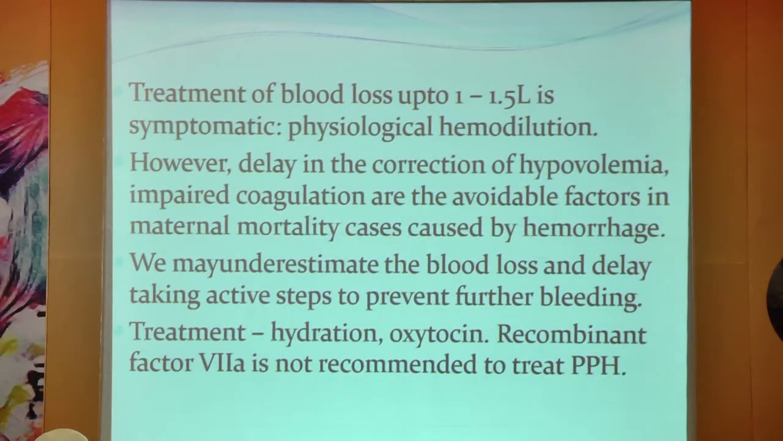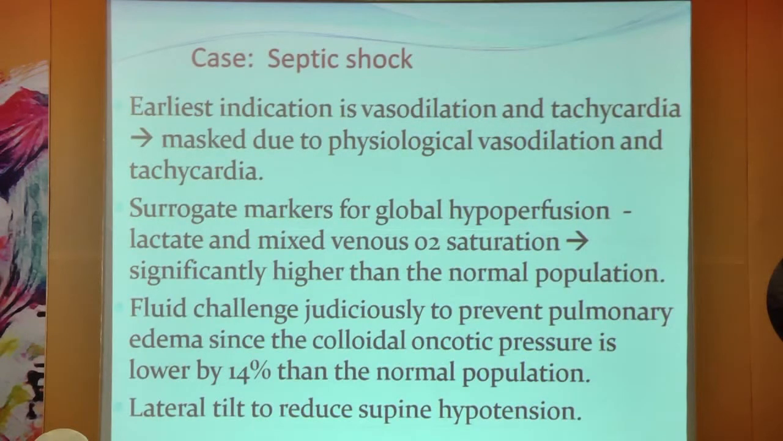So we have to load the patient with fluids, give oxytocin, and if necessary, only in certain cases, factor 7A is recommended. In a patient with septic shock, the earliest indication is vasodilatation and tachycardia. The same is seen as physiological changes and is masked due to physiological changes. So you should look out for surrogate markers for global hypoperfusion.